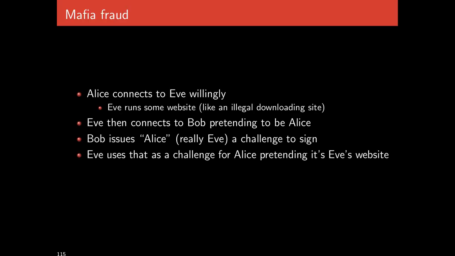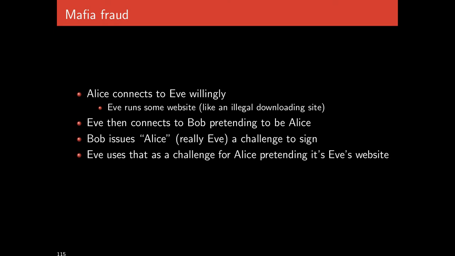There's also another problem, though. And this is known as mafia fraud. This is an attack that works as follows. Suppose that Alice connects to Eve willingly. Let's say Eve runs some website, like some illegal downloading site or something like that. So Eve is running some sketchy website. Alice goes to Eve's sketchy website and willingly authenticates. So Alice is ready to authenticate with Eve.